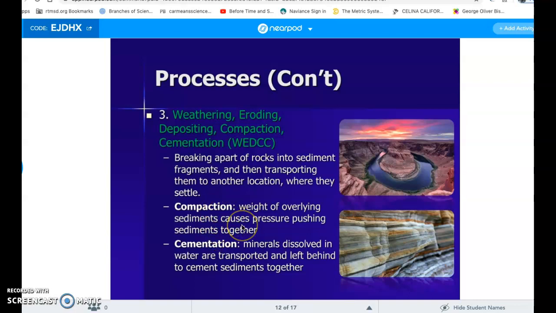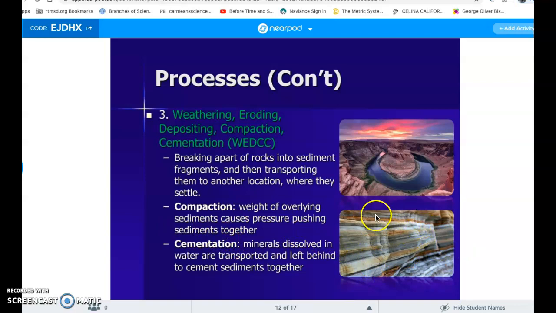And over time, they will start to compact, meaning that the weight of all the rocks and all the layers of the earth above them is going to start pushing them together. Okay, pushing the sediments together and then squeezing out all of the water. The last process is cementation, and that means the minerals are dissolved in water, are transported and left behind to cement sediments together. So this part here, this is just where they are kind of all solidified together and you have your sedimentary rock. Right.